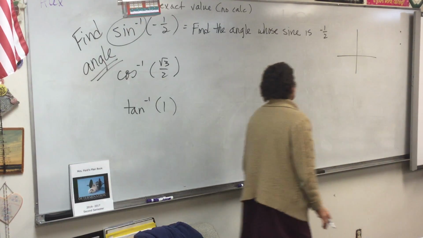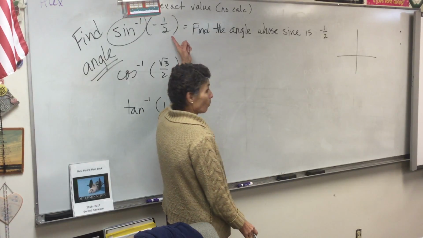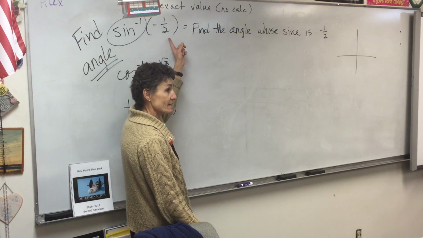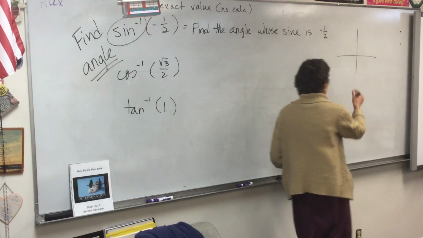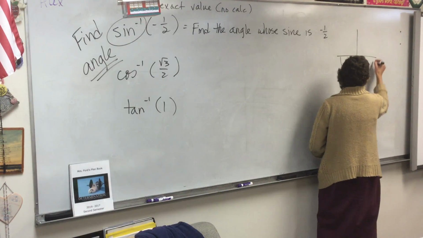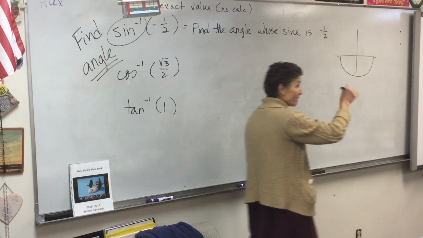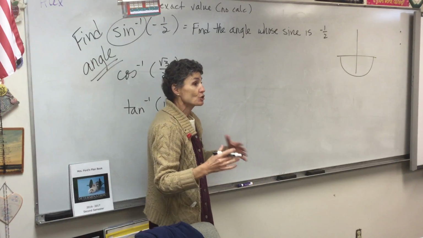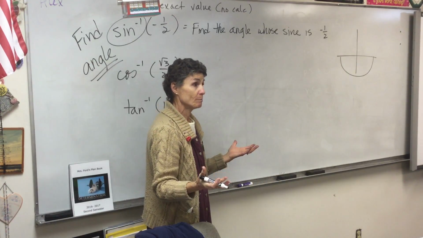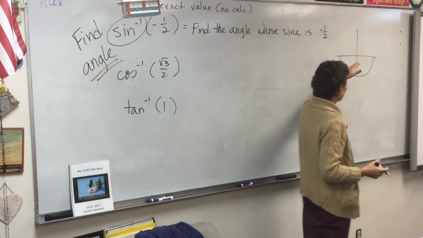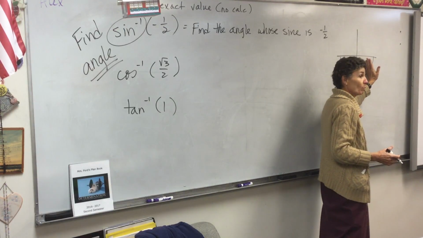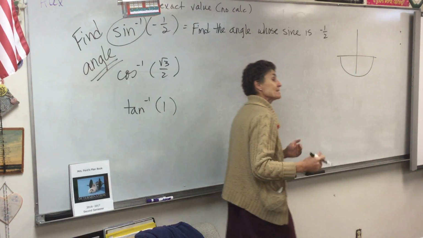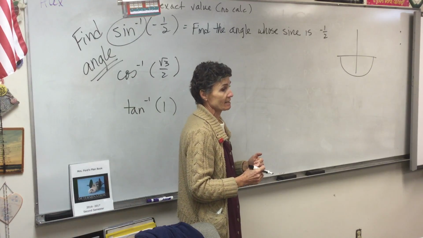Now, if sine is Y and sine is negative, then I should be focusing my energy down here. Would you agree with that? That's where Y is negative. So the answers, there actually could be two of them. There could be one over here in quadrant 3, and there could be one in quadrant 4. This is the tricky part of this lesson.